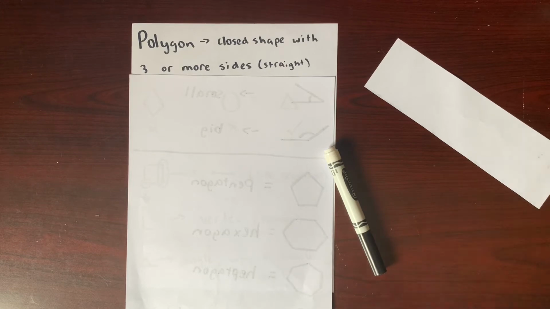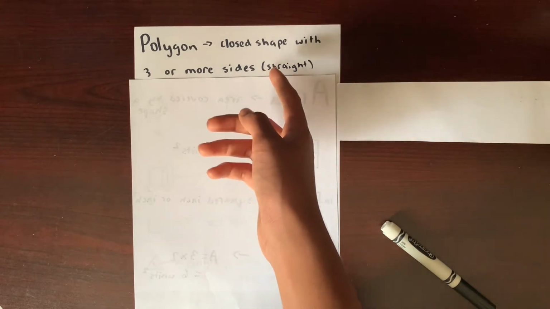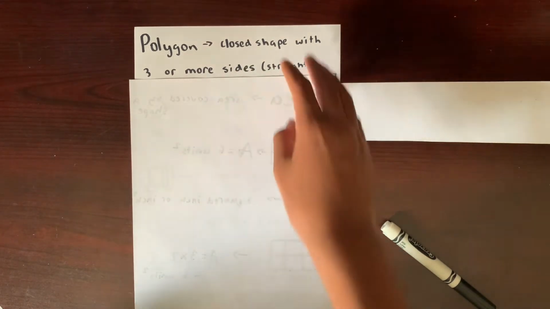Today, we'll be learning about simple geometry, which is the study of shapes. The fancy math term for shapes is called a polygon, which just means many sides. So a polygon is essentially a closed shape with 3 or more straight sides.